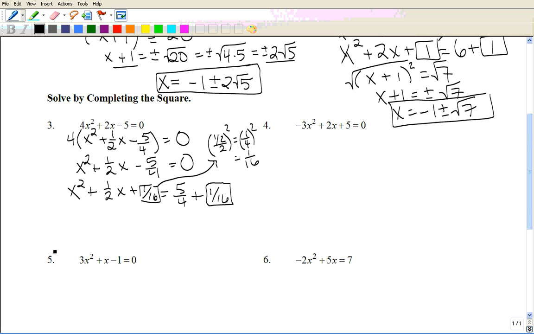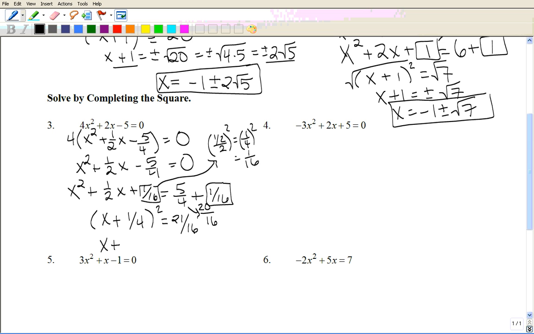So my left-hand side is a perfect square trinomial, and I get x plus b over 2, so half of a half is a fourth, so I have x plus 1/4 squared equals, I need to get a common denominator here. So I'm going to change this 5 over 4 to a denominator of 16. So to get that, I had to multiply 4 times 4, so I need to take 5 times 4. So now I have 20 over 16 plus 1 over 16. It's 21 over 16. Take the square root of both sides.